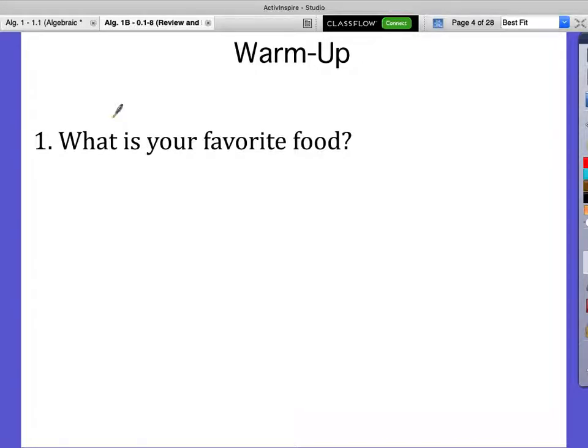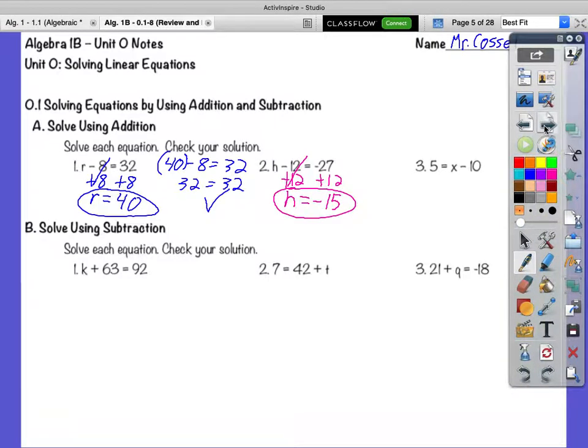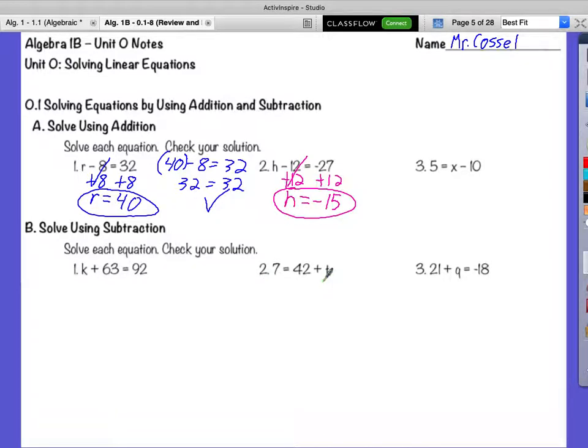We're working on it. Once again, I call it chapter 0, just because it's a review and refresh chapter, really from last year's algebra 1A material. So we're continuing with that. Last time we left off, I believe we had gone through here. Did we do all of these using subtraction as well? Okay, that's what I thought.